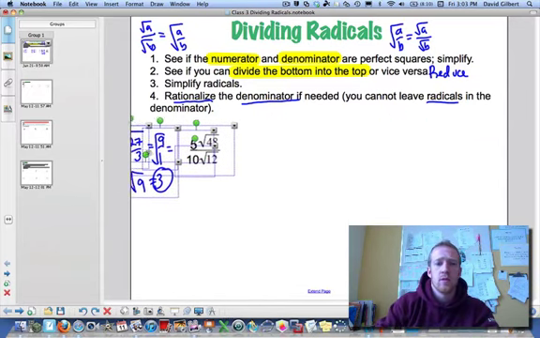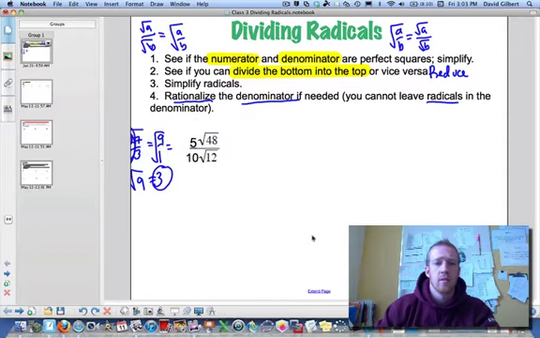So now I'm going to move this over. Rewind and rewatch if you have to, but I want some space to do this one. So what can we do here? I have a 5 over 10 on the outside, so what I'm going to do is reduce those right off the bat. So that's going to be 1 over 2 times the square root of 48 over root 12.